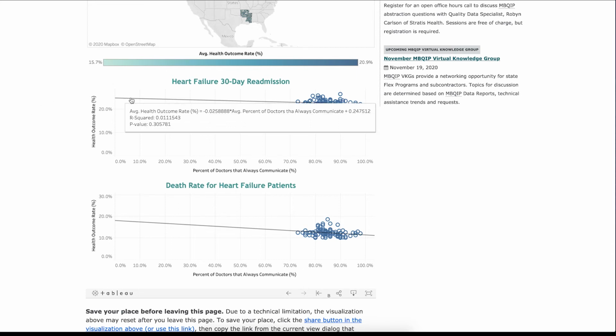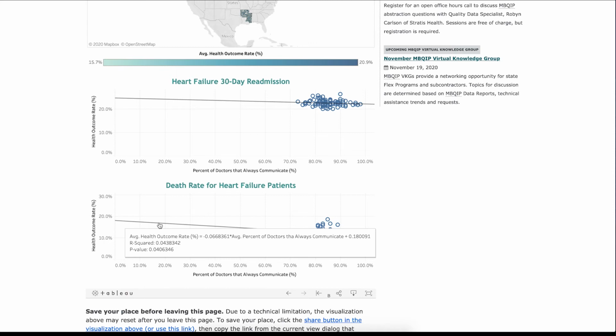Hovering over the trend line shows us that while the relationship is not significant between readmission and communication, it does appear to be significant between death rate for heart failure patients and communication. This relationship here appears to be just slightly significant at 0.04, where alpha is 0.05.